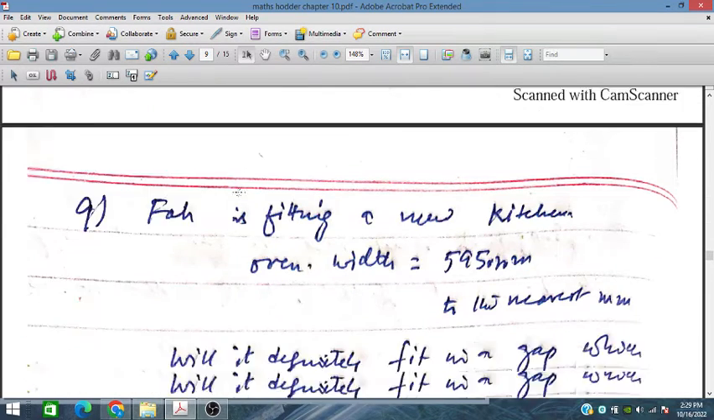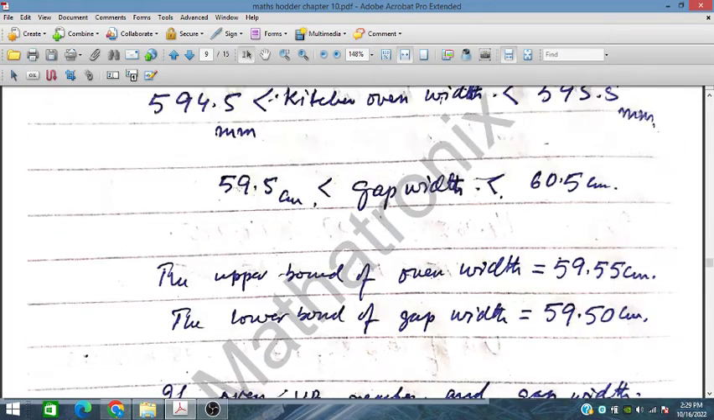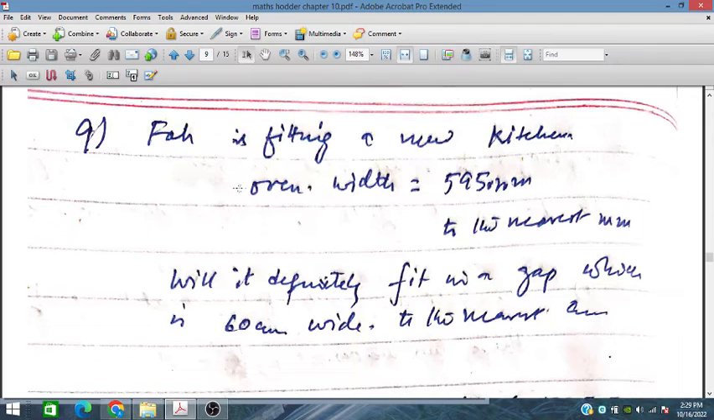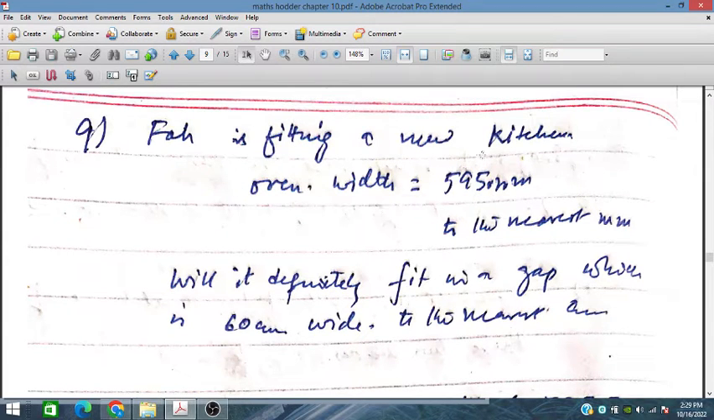So, Fa is fitting a new kitchen oven. The width of the kitchen oven, the place where the oven may be placed, is 595 millimeters. This is 595 millimeters to the nearest millimeter. So will it definitely fit in a gap which is 60 centimeters wide to the nearest centimeter?